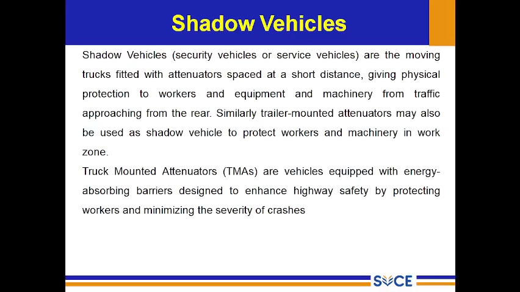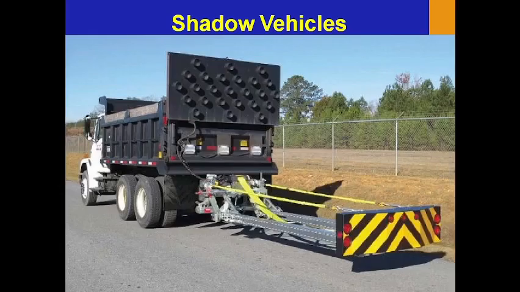On the back side of that vehicle, some flashing ampers are fixed, which gives better awareness for the road users that some work is going on. Truck mounted attenuators are vehicles equipped with energy absorbing barriers designed to enhance highway safety by protecting workers and minimizing the severity of crashes. The shadow vehicle you can see in this.